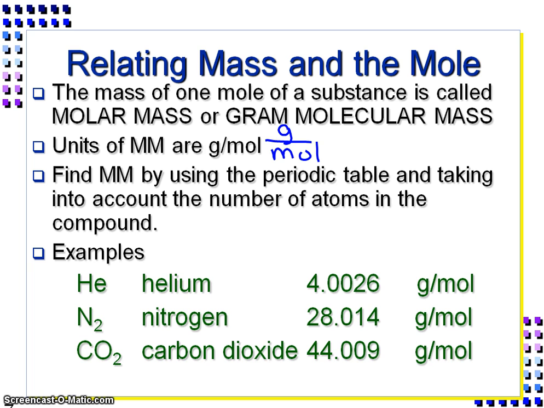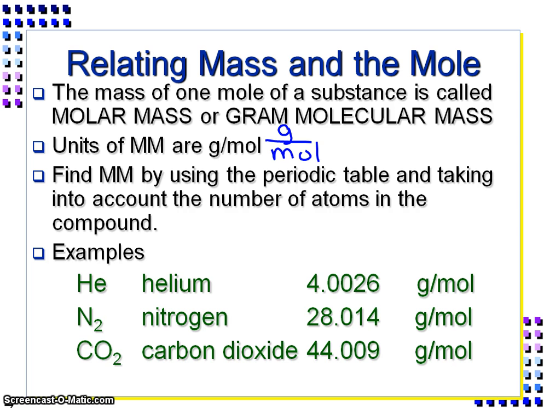The next one, N2, nitrogen. Nitrogen is one of the diatomic gases. Diatomic means they come in pairs. So this little 2 in the subscript is telling me that there are 2 atoms of nitrogen. So I would find nitrogen on my periodic table. It's number 7. Its abbreviation is a capital N. And I would do 2 times the mass of nitrogen. So 2 times 14.007. 2 nitrogens together would then weigh 28.014 grams per mole.